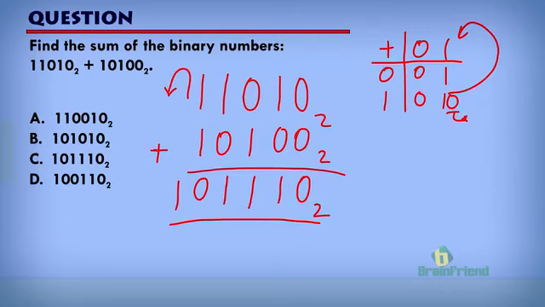So which of our options has the correct answer? Is it A, B, C, or D? Option C is correct. 101110 base 2.